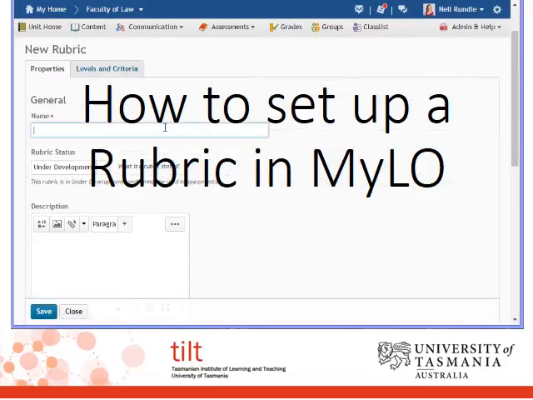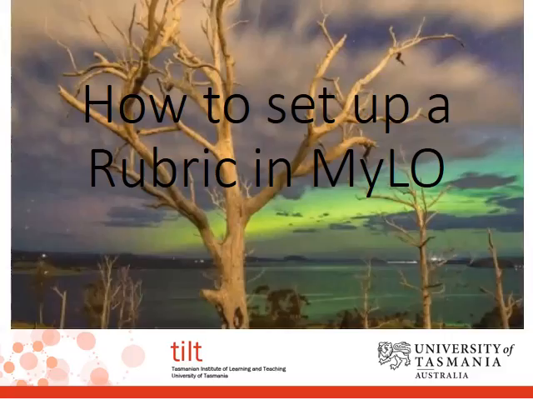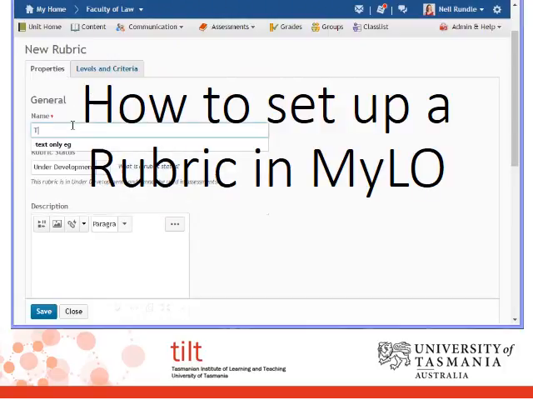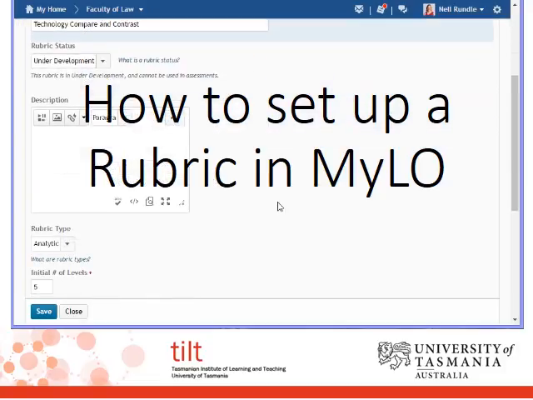And then in the properties, you need to put in information about the name of the rubric. What we normally do here is use the same name that is provided for students as the name of the assessment task that you will be using. So if, for example, you have an assignment called Technology Compare and Contrast, then you would type that in as the name of the rubric so that they match, which just helps to make everything clear for both yourself and for the students.